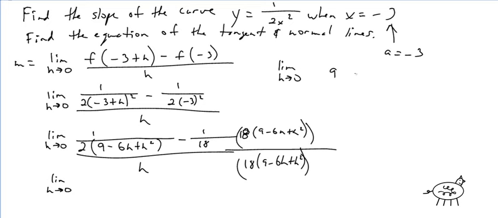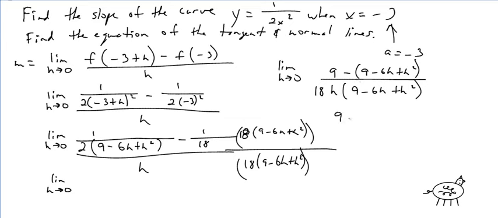So I wind up just getting 9 minus, and the 18's cancel, and I get parentheses 9 minus 6h plus h squared. Watch your algebra, okay? And on the bottom I get 18h times (9 minus 6h plus h squared). Okay, and let's distribute that negative on top. So I get 9 minus 9 plus 6h minus h squared, all over 18h times (9 minus 6h plus h squared). Okay, that's nice.